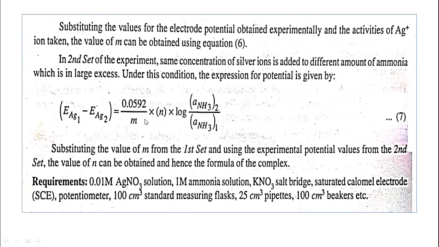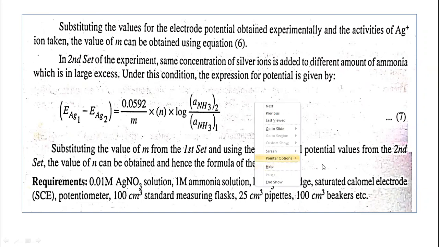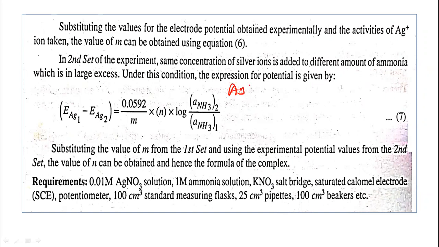Now we have to perform the second set also. In the second set, we keep the concentration of silver nitrate the same in both compartments, and the concentration of the ammonia will be different. Let us show how the cell can be constructed here. The concentration of the silver nitrate will be the same here. So silver in contact with silver nitrate.